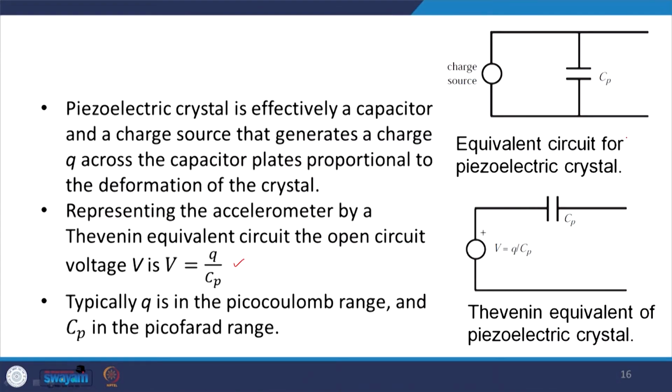So, representing the accelerometer by the Thevenin equivalent circuit, the open circuit voltage V can be given as Q by Cp, and this is the equivalent circuit for a piezoelectric crystal where we have the charge source, and this is our Cp. And typically Q is in the picocoulomb range and Cp in the picofarad range. So, this is the Thevenin equivalent of the piezoelectric crystal.